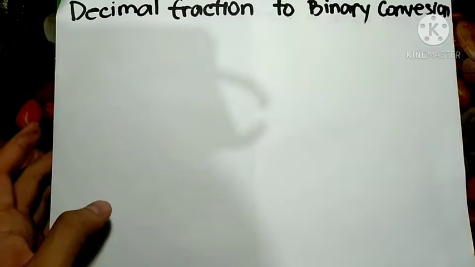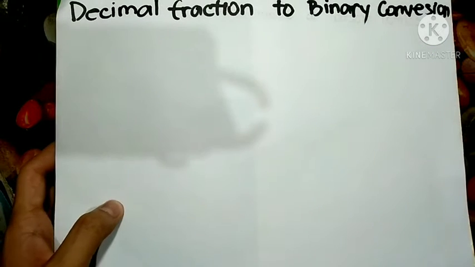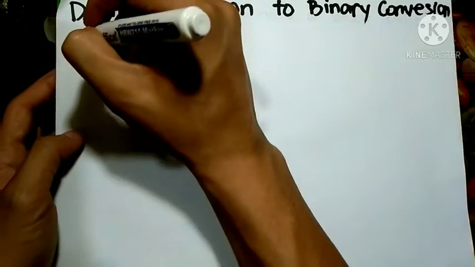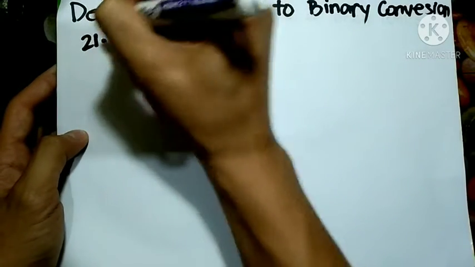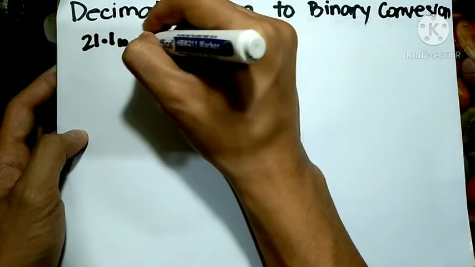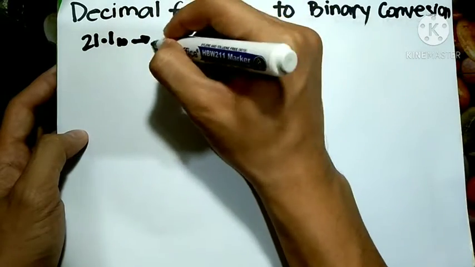So let's start. This video contains an explanation of decimal numbers in fraction and its conversion to different number systems like binary, octal, and hexadecimal. Decimal fraction to binary conversion. So let's try to convert 21.1 in decimal form to binary.